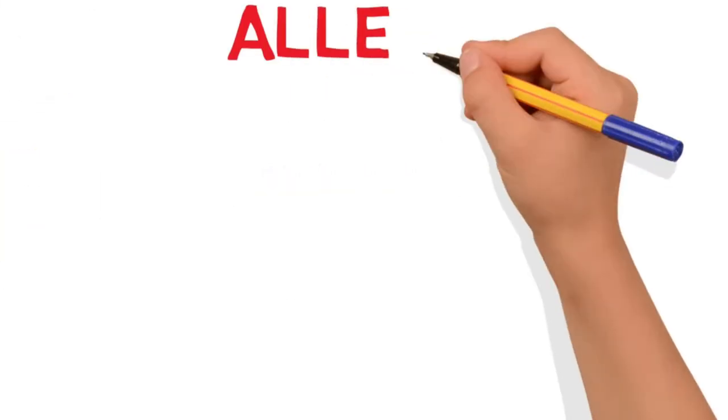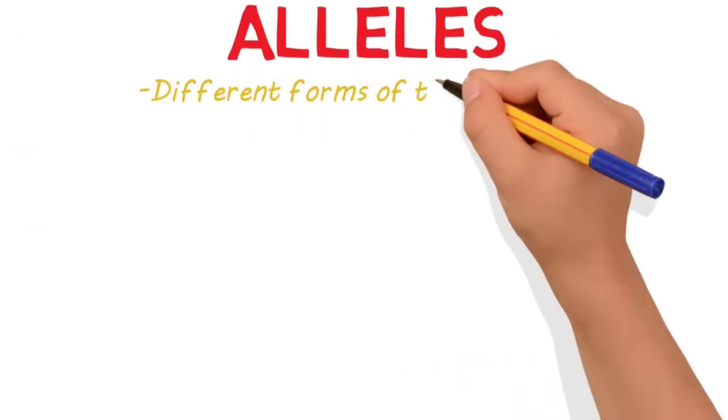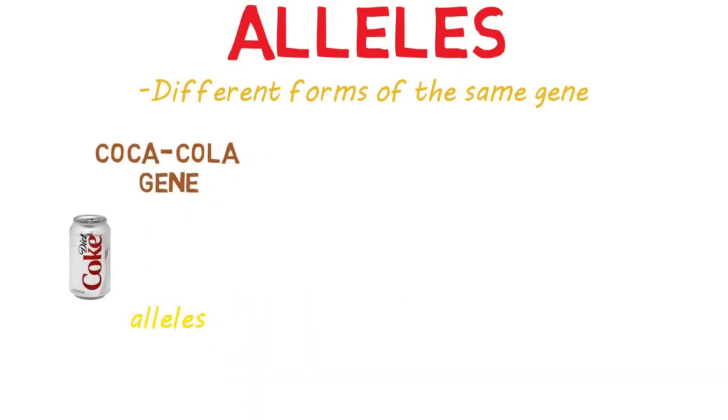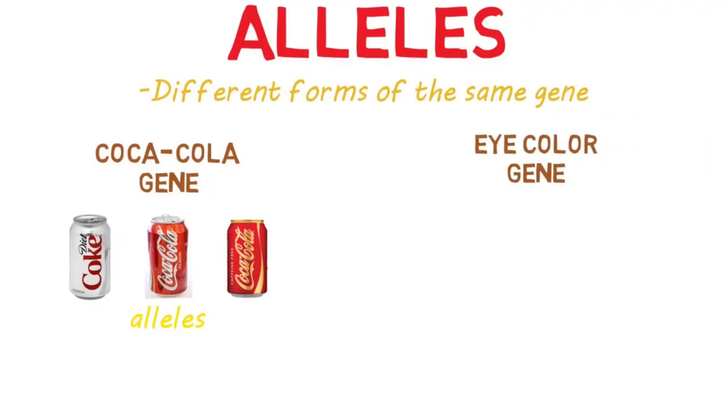Let's move on to alleles. Alleles are different forms of the same gene. Think of it as a different flavor or variety. Let's use an analogy. If Coca-Cola were the gene, the alleles would be diet, classic, caffeine-free, vanilla, cherry, or whatever kind of Coke it is. Using the eye color gene, the alleles would be brown, green, gray, blue, hazel. Just the different options for eye color.